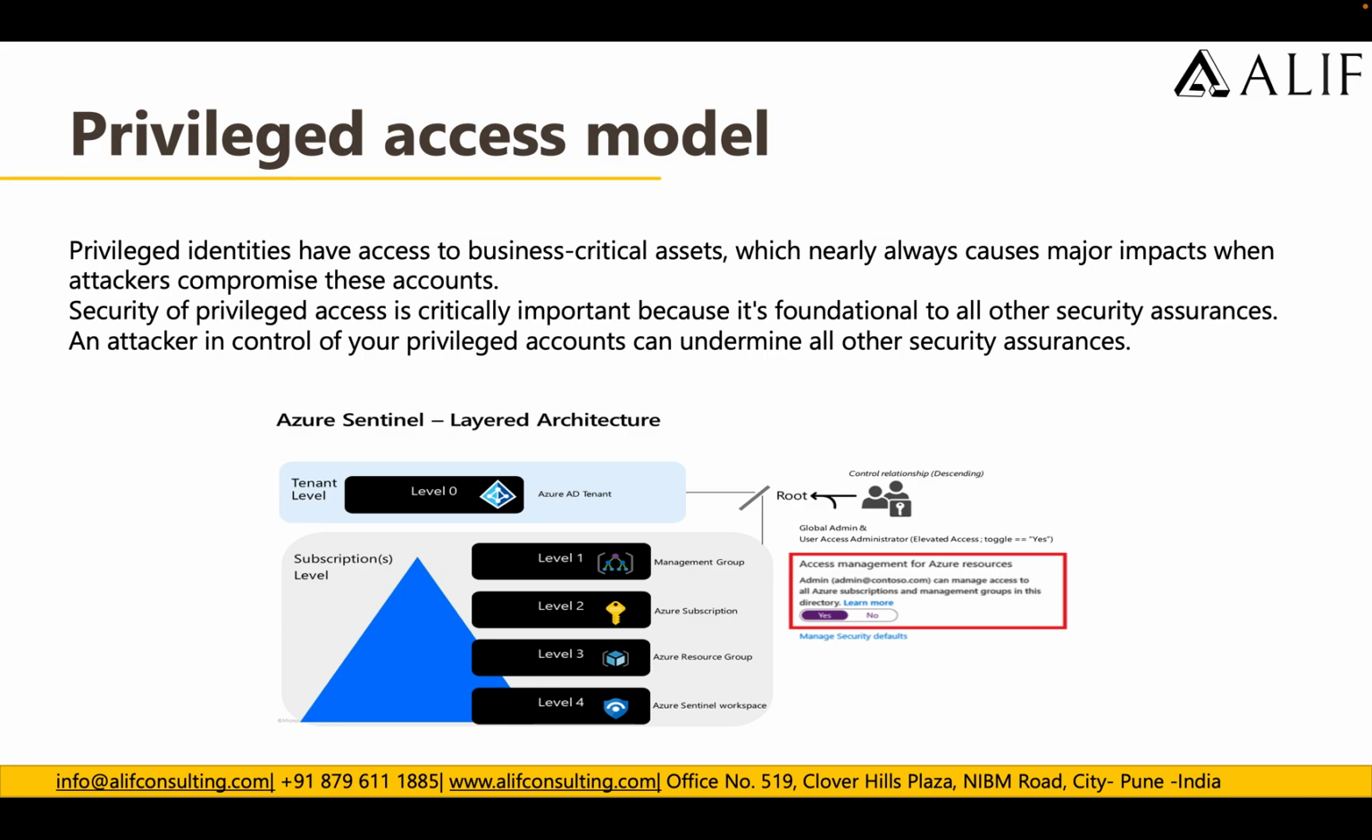So with the privileged access model, you need to see on what level you are giving the access to the user, and that can be enabled in the Azure tenant by clicking yes on access management for Azure resources. That will allow you to give granular level access to the resources. Either it can be on a management group, on tenants, on an Azure resource group, or on a Sentinel workspace.